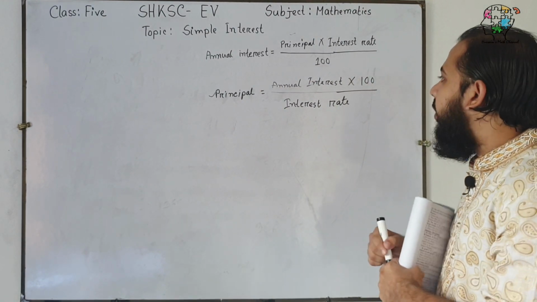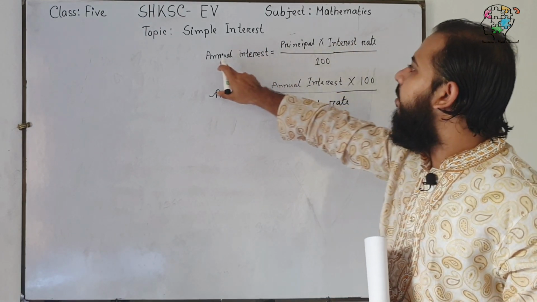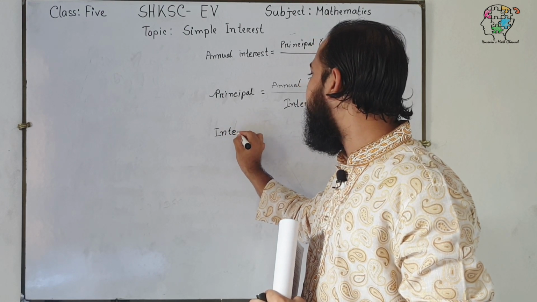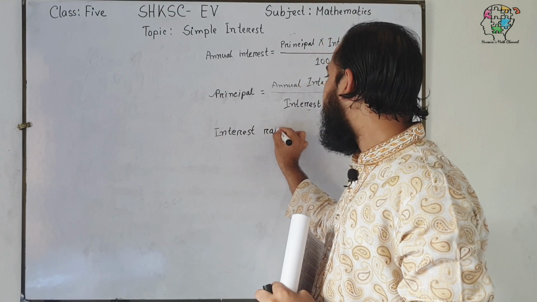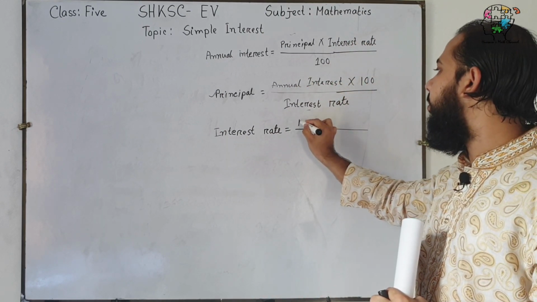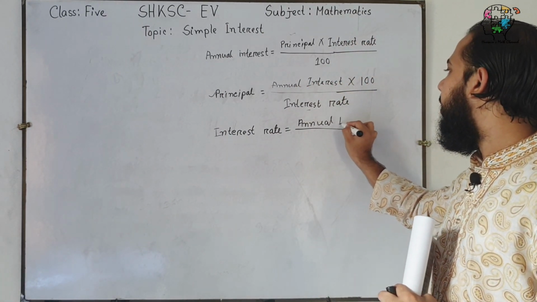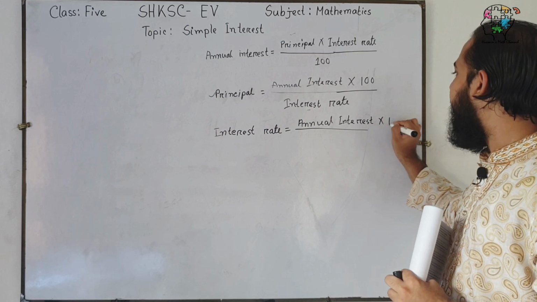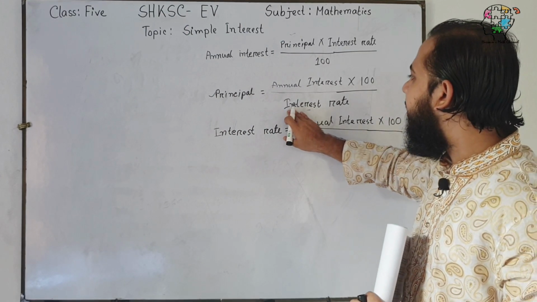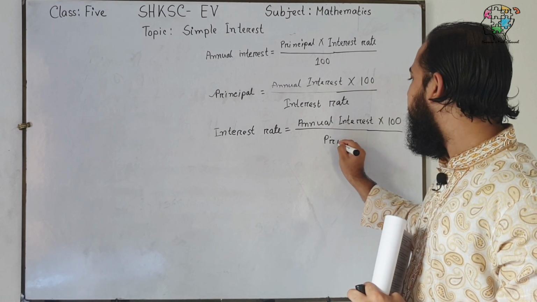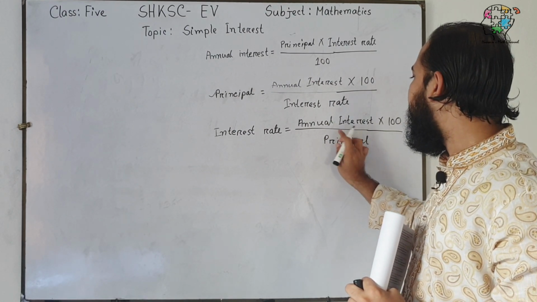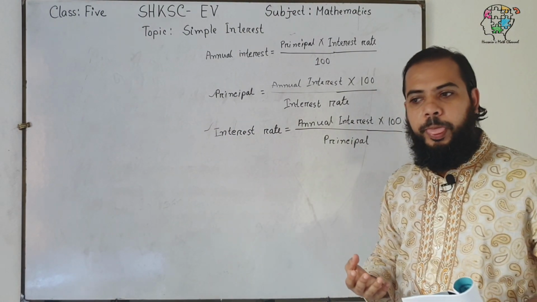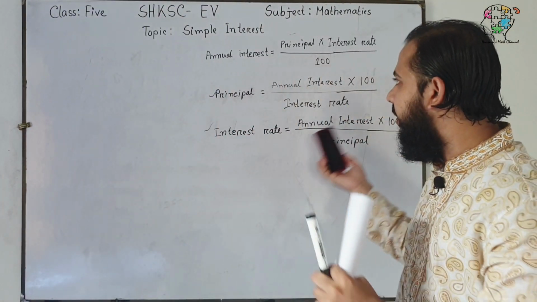Again, if you are asked what the interest rate was, that means you are given the annual interest and principal and you just have to find the interest rate. So what can we do? The formula is the same: on the upper side it will be the same, annual interest times 100, but on the bottom instead of interest rate we write principal. So this is how we can find the interest rate also. Today we will do some maths related to these questions.